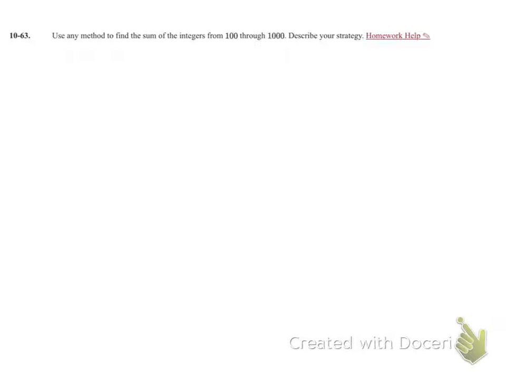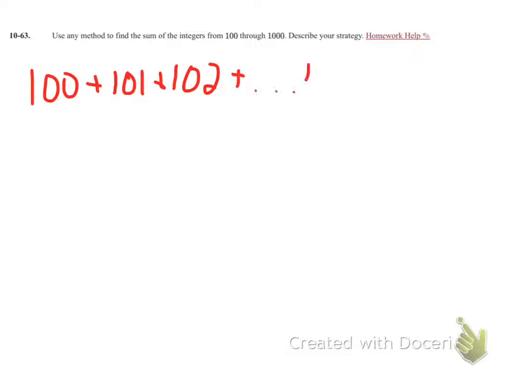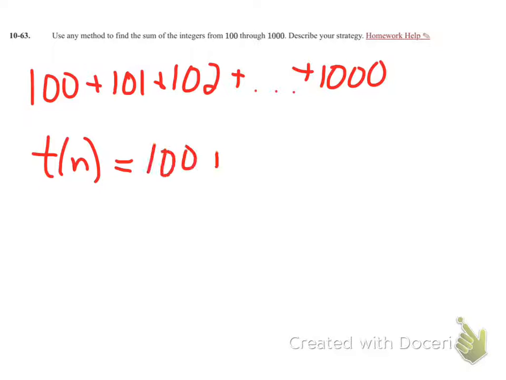Problem 63, we want to figure out the sum of the integers from 100 to 1,000. So the first one would be 100 plus 101 plus 102 plus ... plus 1,000. That's the sum we're looking for. So t of n for this one would be first term plus 1 times n minus 1. That'd be my t of n equation.